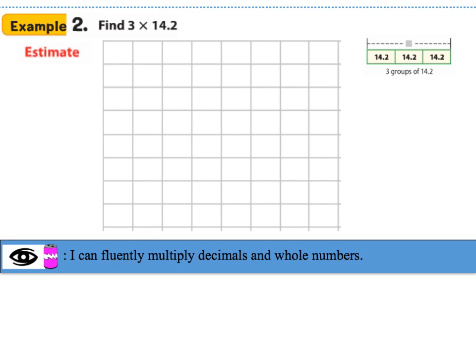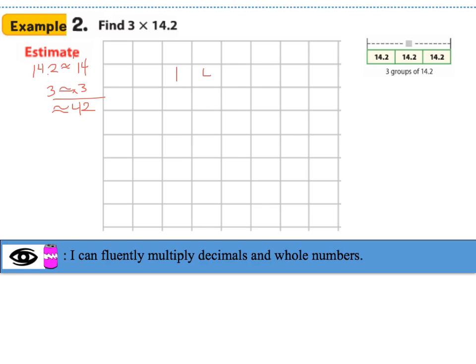Alright, so for example number 2, it says find 3 times 14 and 2 tenths. So the first thing I want to do is take 14 and 2 tenths. If I look at that as money, it looks like $14.20, which is close to $14. And $3, well, that's equal to $3. So if I multiply it, I get an answer that's close to 42. So I'm going to use the grid now to find the accurate answer.